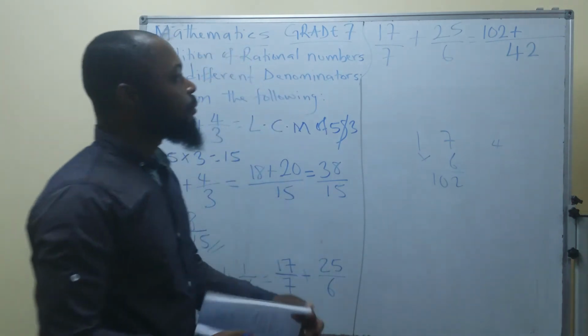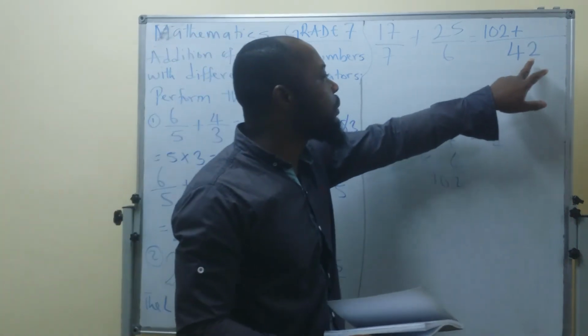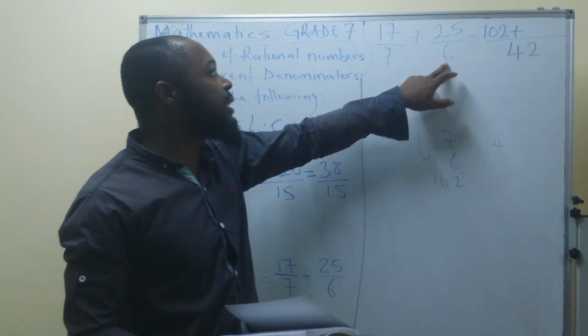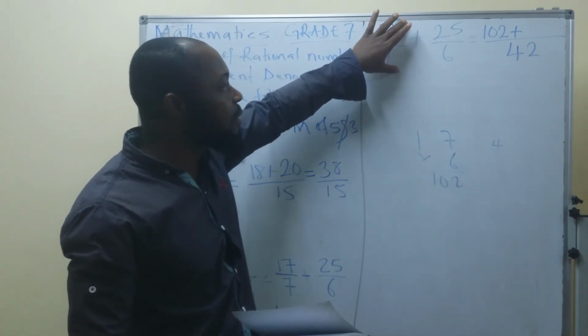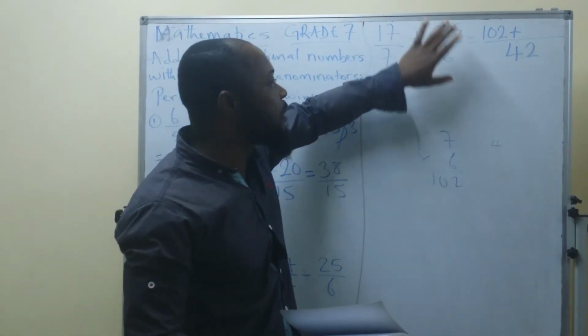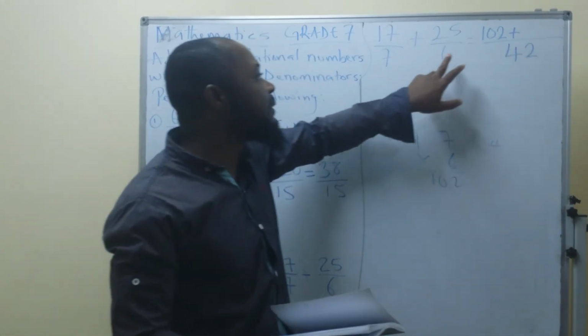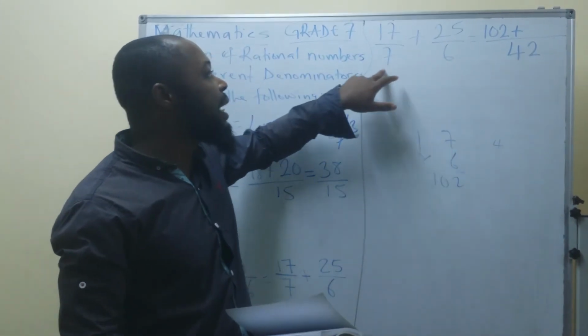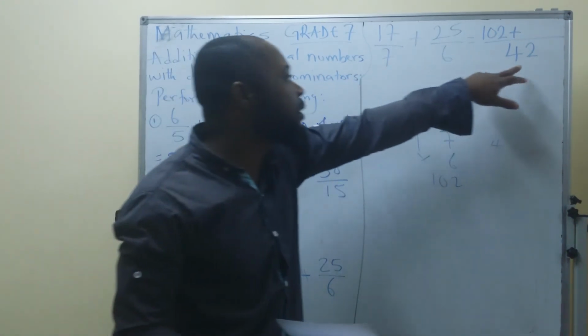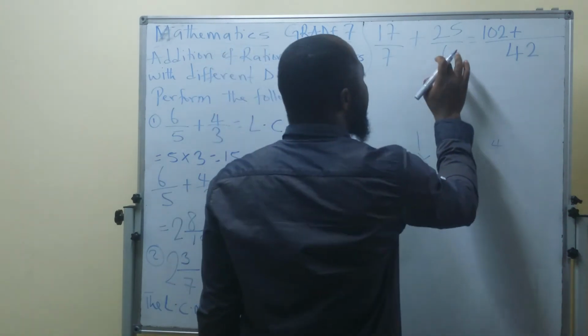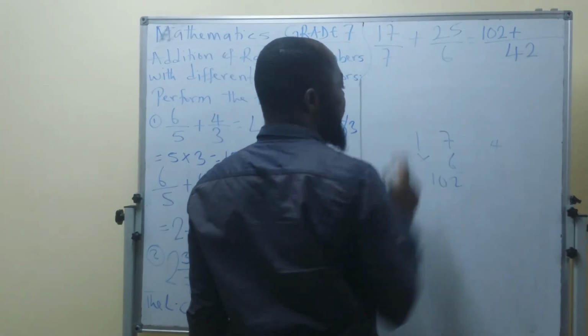So now we come here again to the second one, which is 42 divided by 6. Now we are through with the first fraction. We move to the second fraction, which is 25 over 6. Now from here you say 72 divided by 6. We have 7. The answer is 7. Okay, now this 7 multiplied by 25.